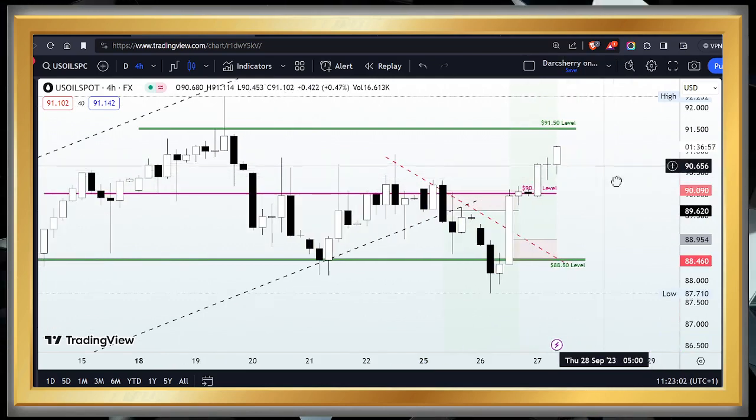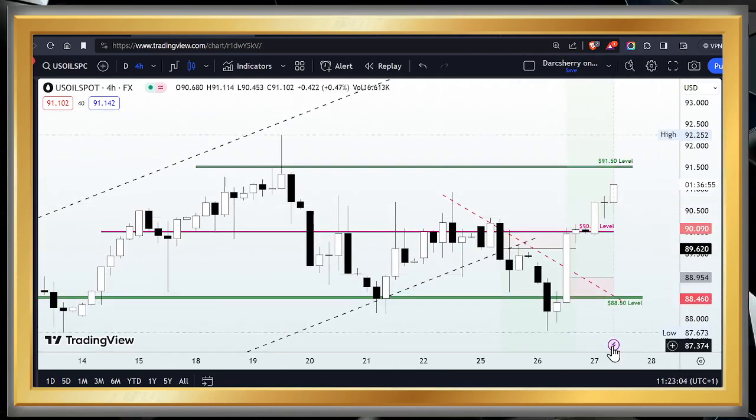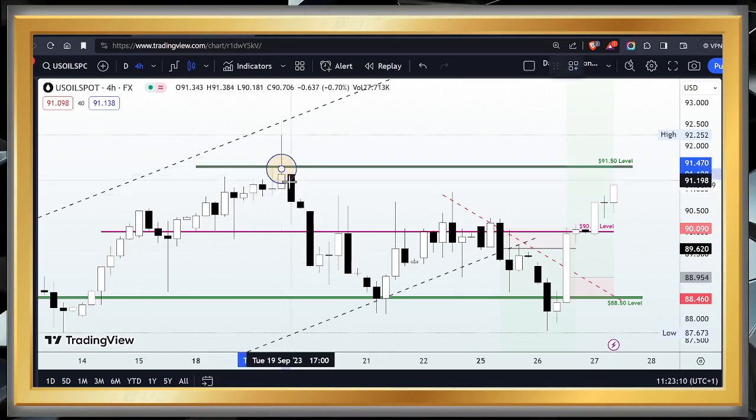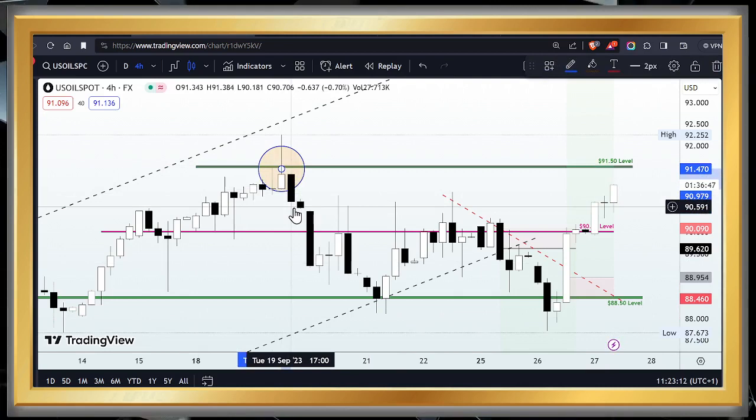Now, look at the structure closely. Let me zoom this in a little bit so we can see things more clearly. Look at the structure at the beginning of last week's trading session. Though price found a new high, in fact, this is the highest point price action has been since the beginning of this year. That is the $91.50 level.